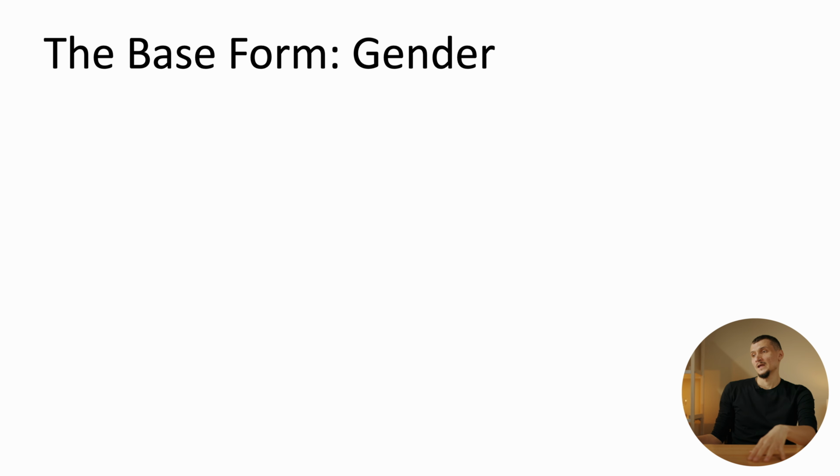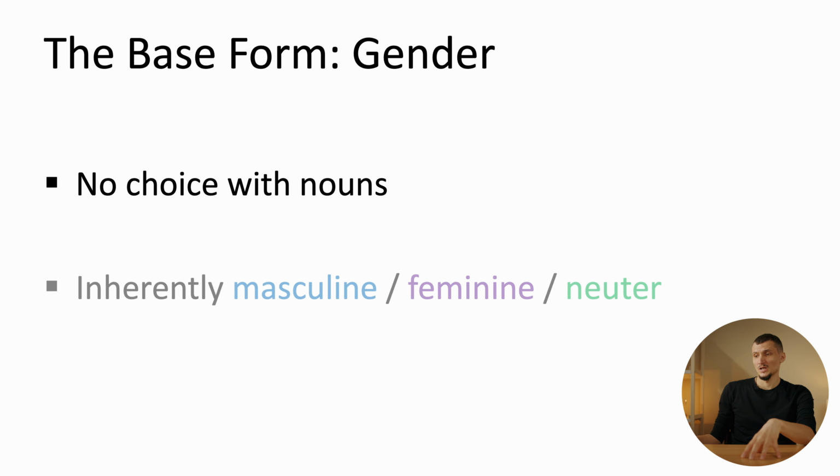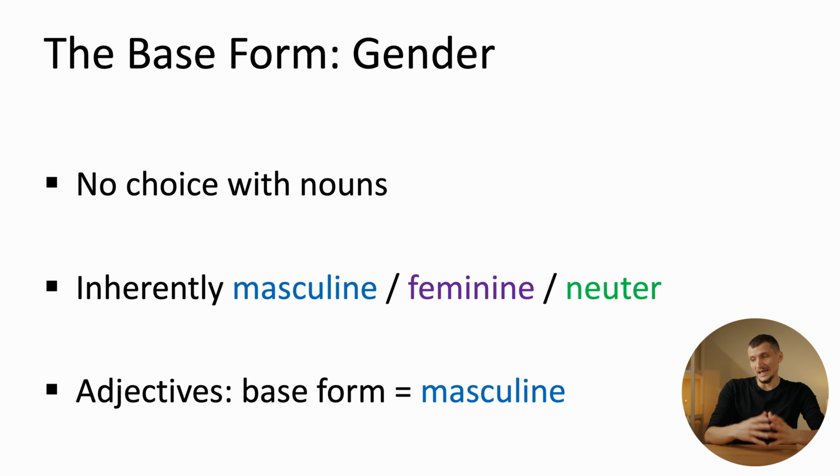Okay, perfect. Now, let's think of each of those 3 separately when it comes to the base form. So when it comes to the base form and gender, we don't really have a choice with nouns. Nouns are inherently and by default either masculine or feminine or neuter, and there's nothing we can do about it. When it comes to adjectives, however, the base form is in the masculine. So adjectives do not have a gender of their own. Adjectives are kind of like chameleons, and they will just adapt to the environment that they find themselves in.